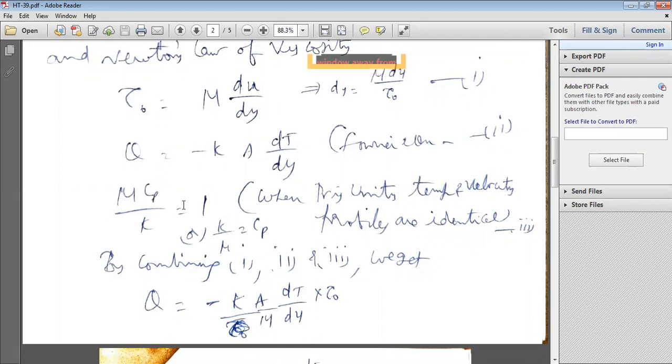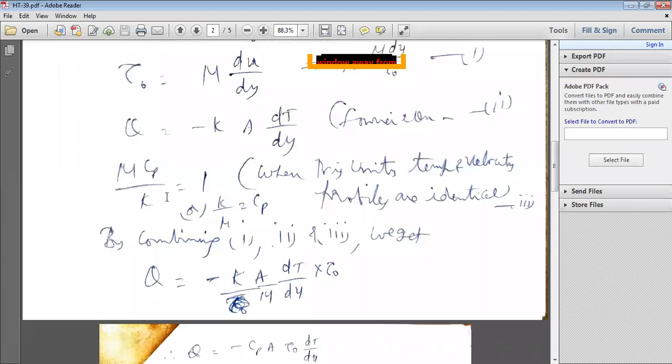When the temperature and velocity profiles are equal, the Prandtl number is equal to 1, so mu Cp by K is equal to 1. From this relation, what is the K by mu value? K by mu is equal to Cp. That is equation number 3.